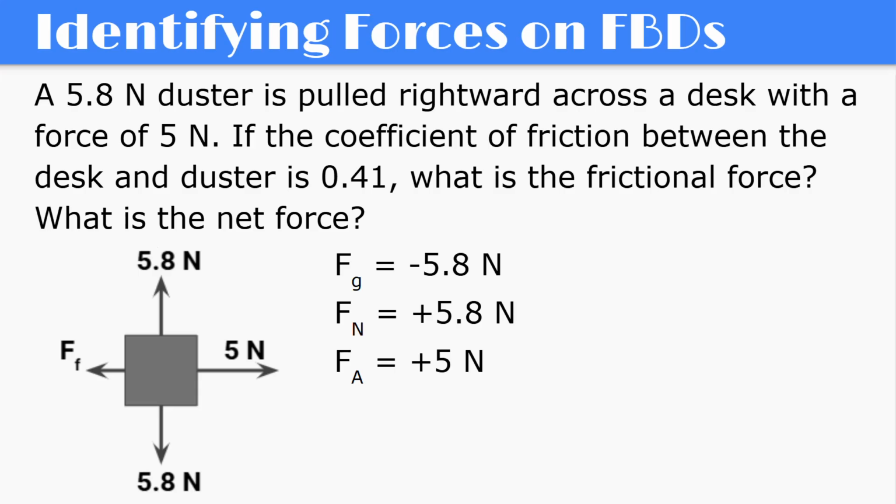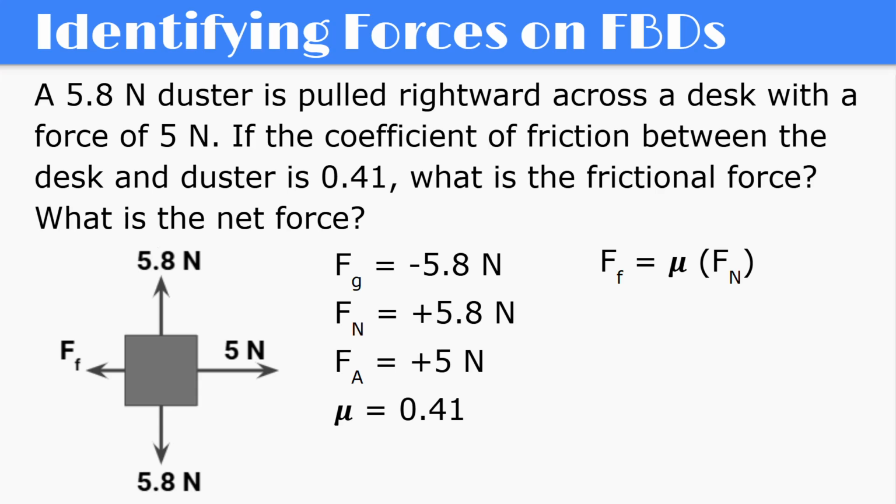I have Fa as positive 5 newtons because it's to the right. Right is positive, up is positive. Down and left are both going to be negative. And then I have mu from the question, 0.41. That is not the same as Ff. We have to use it to find Ff in just a moment. In fact, that's what we're going to do right now.